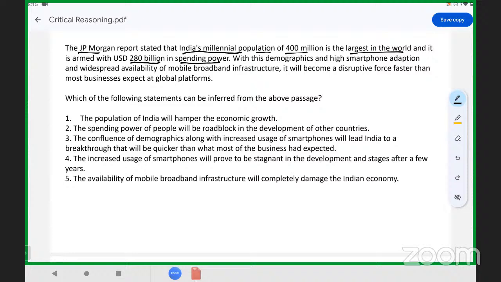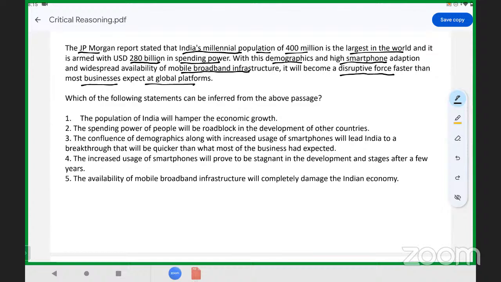Next, with this demographics that we have talked about, and high smartphone adoption and widespread availability of mobile broadband infrastructure. This second statement is in relation to the first statement: with this demographics of the Indian millennial population, high smartphone adoption, and also widespread availability of mobile broadband infrastructure, it will become a disruptive force faster than most businesses expected at global platforms.